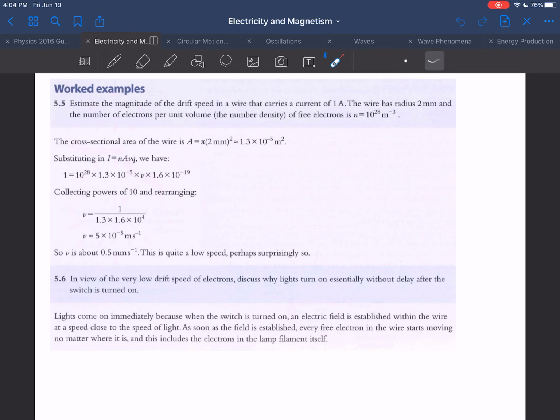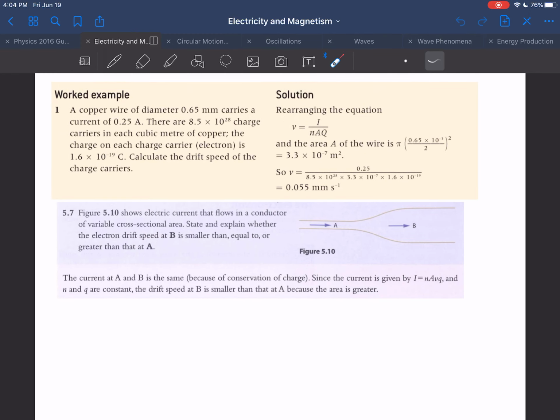So there are a couple of examples which show this. Note, they will almost never give you the cross-sectional area directly. They will end up having you calculate it by giving you the radius of a circular wire or thereabout. You have a few examples here to test your knowledge of that.